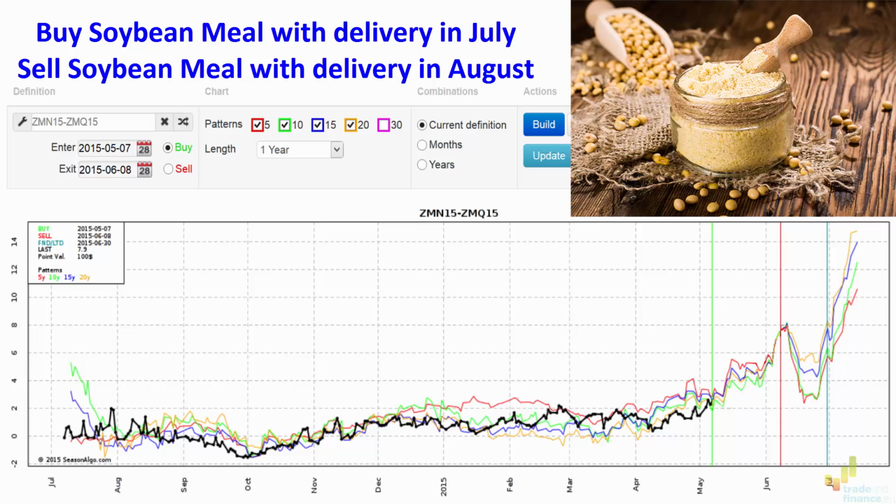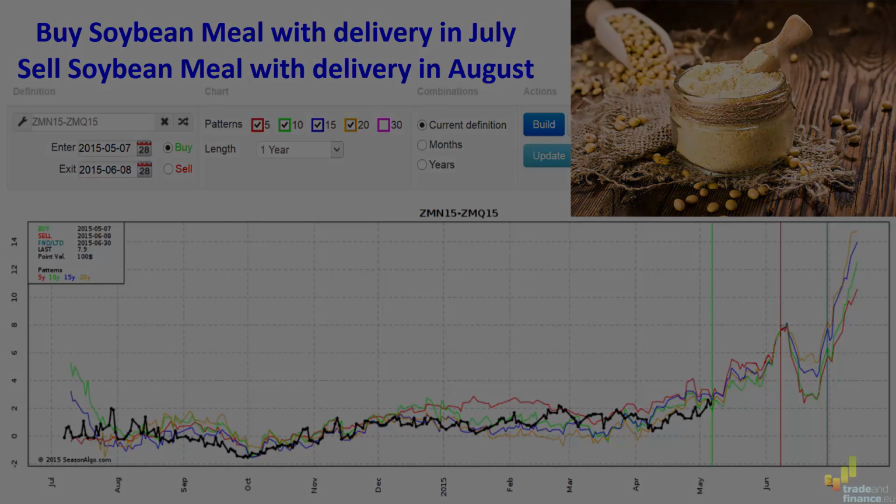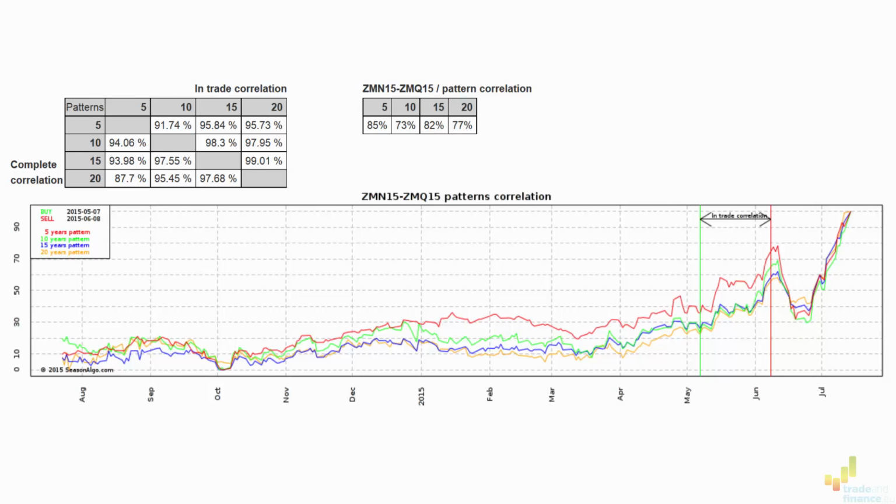As you can notice, there is a strong correlation between these historical patterns. Such a strong seasonality substantially increases the level of probability that in the current year there will be a strong seasonal movement as well. We can even check the level of seasonal correlation in these tables. Here it's possible to check the level of correlation amongst the historical patterns. You can see it's really high.